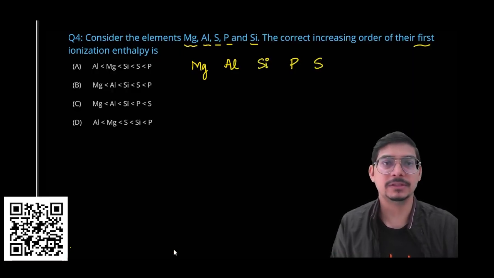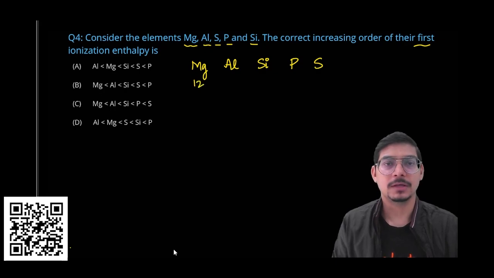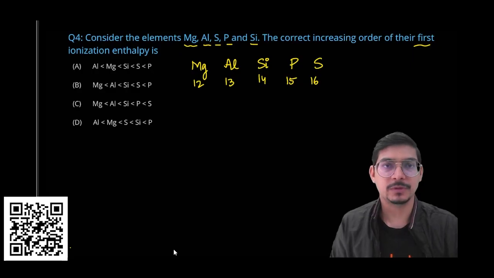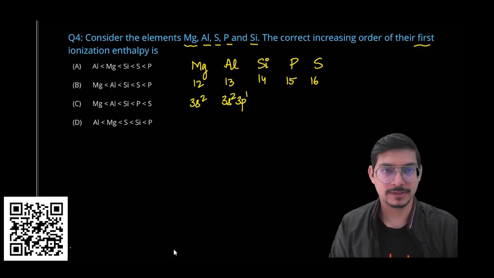So the atomic number of magnesium is 12, aluminum is 13, silicon is 14, phosphorus 15, and sulfur 16. Now there is an exception pair between magnesium and aluminum, because in magnesium, the last electron is in an s orbital, whereas in aluminum, the last electron is in a p orbital, because the valence shell configuration for magnesium is 3s2, whereas that for aluminum is 3s2, 3p1.